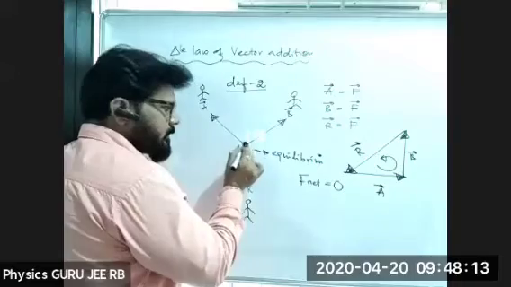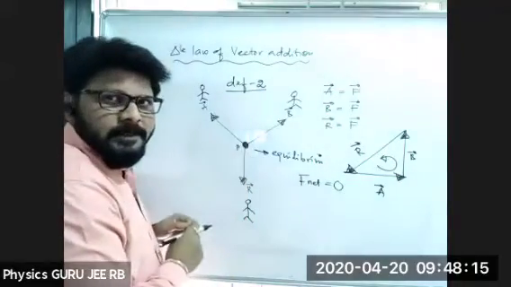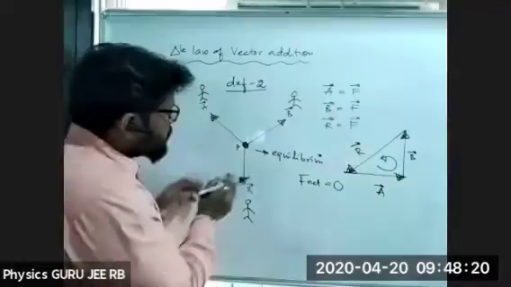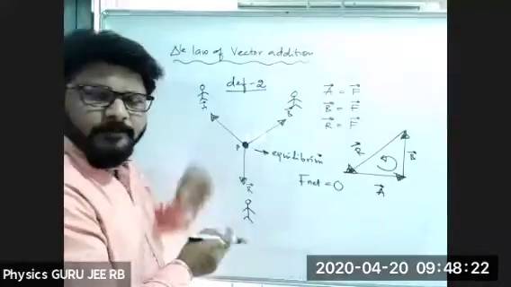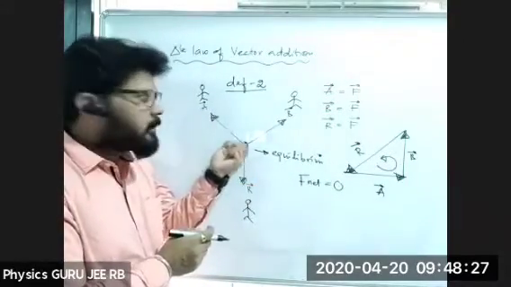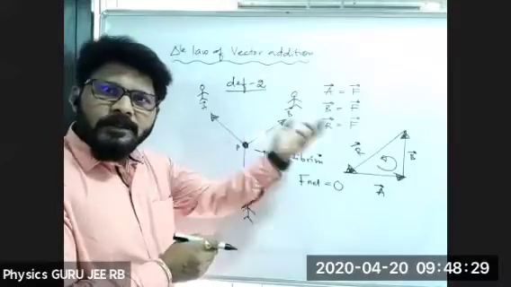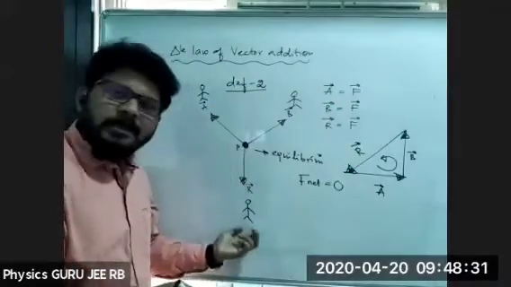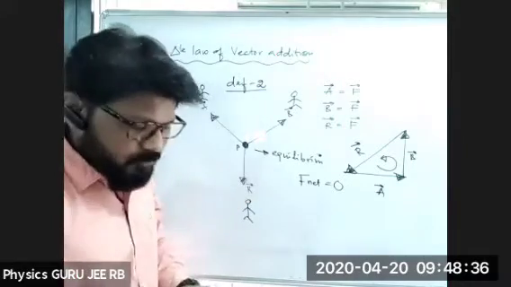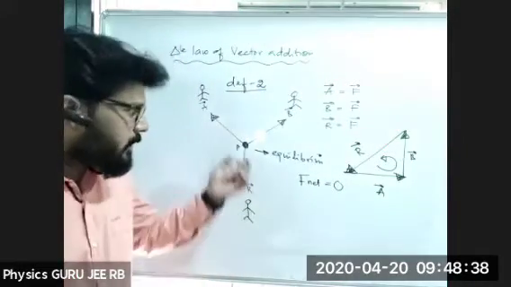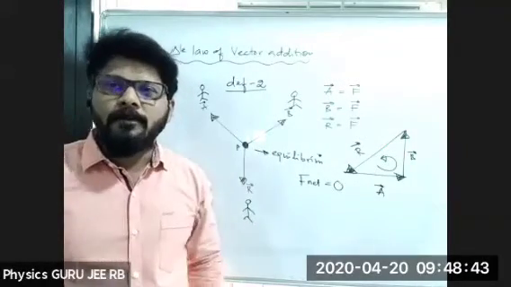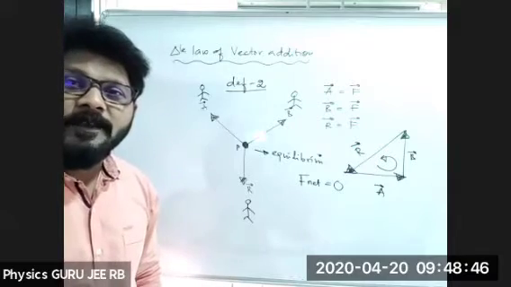Here, let us take one object. First, person A is trying to pull this object, and B is also trying to pull this object, and R is trying to pull this object. In which direction will it move? Can anybody tell? Everybody is trying to pull. In which direction will it move?